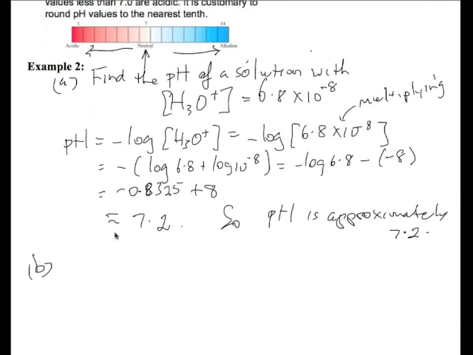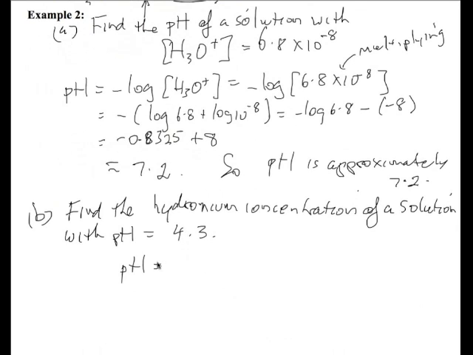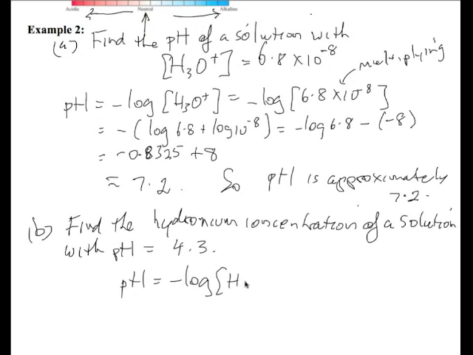In part B, let's suppose we want to find the hydronium concentration of a solution where the pH is equal to 4.3. So remember our pH here is given by negative log, which is base 10, remember, of the hydronium concentration.